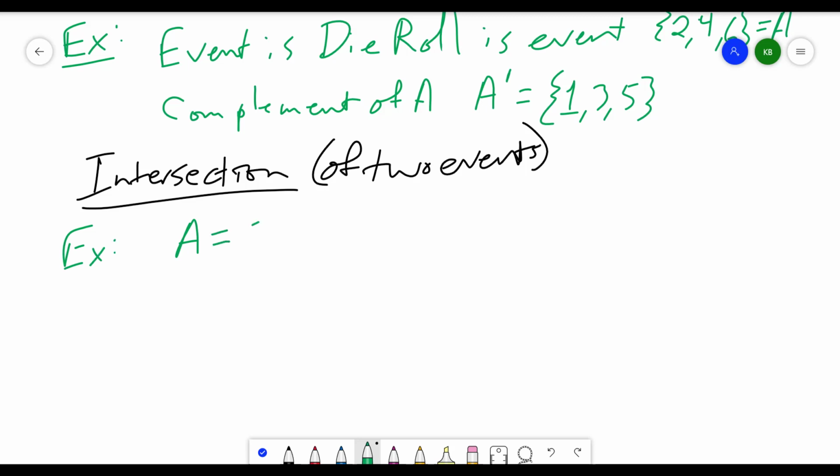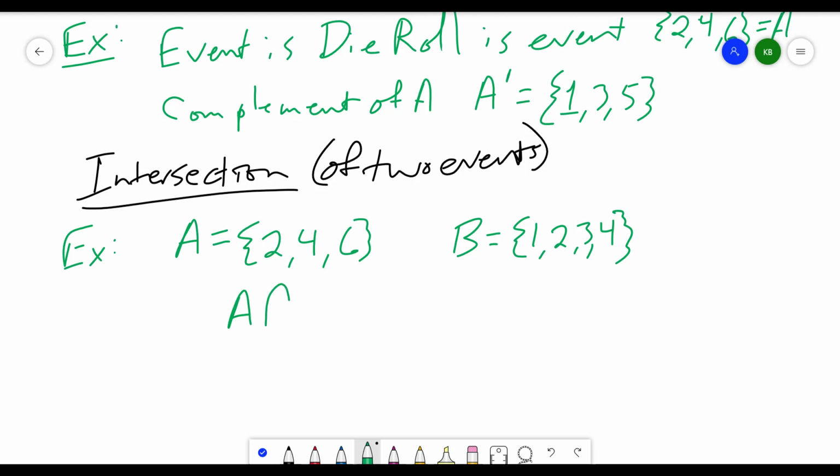So I'm rolling a die and I get a 2, 4, or a 6. And say I have event B, I'm rolling a die and I get 1, 2, 3, or 4. Now, if I want to know what the intersection of those two events is, I write A with this thing like an upside down U, which also kind of looks like an A without a crossbeam in it, with the top rounded off. This is the symbol for intersection, or intersect, as we'll say it.